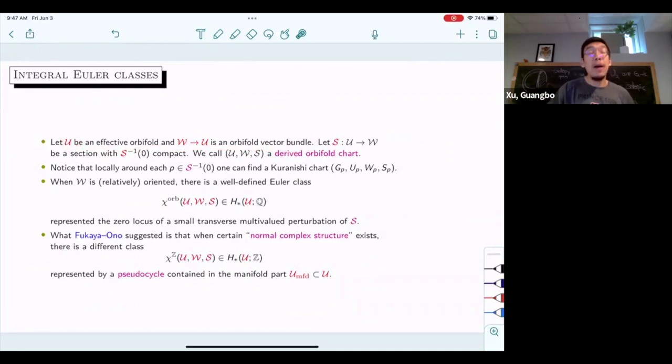This orbifold doesn't have to be compact, but we can choose a reference connection, a reference section, so that its zero locus is compact. This triple, the orbifold, the orbifold bundle, and the reference section, can be called a derived orbifold chart. If S is transverse, then S inverse zero is actually an orbifold. However, in general, it could be singular, but in the virtual or derived sense, it is somehow like an orbifold, at least topologically, if you only care about information like homology. So we can just work with such an object, then locally around any point in the zero locus, we can actually find a Kuranishi chart of the original zero locus.